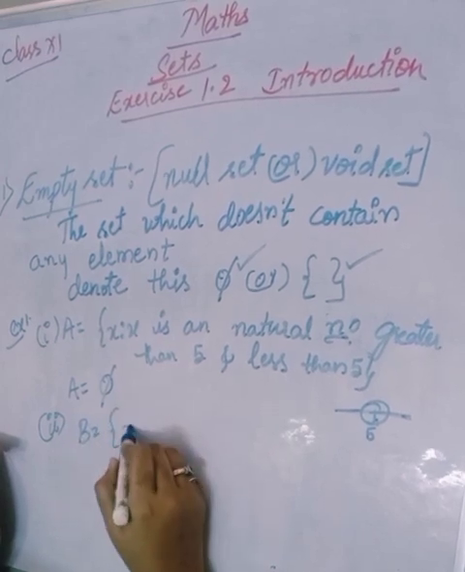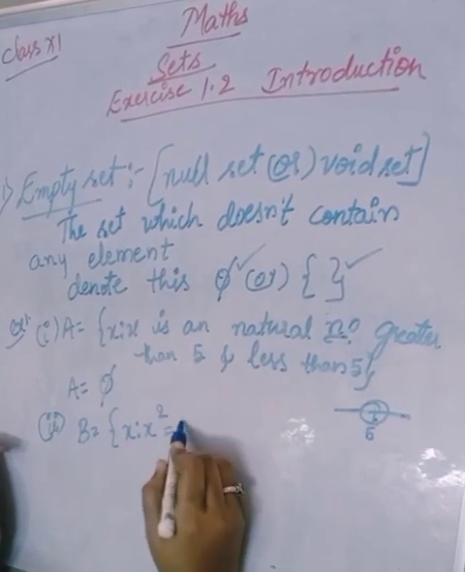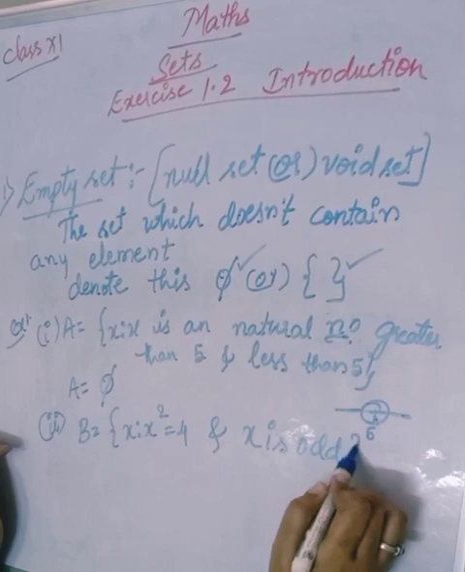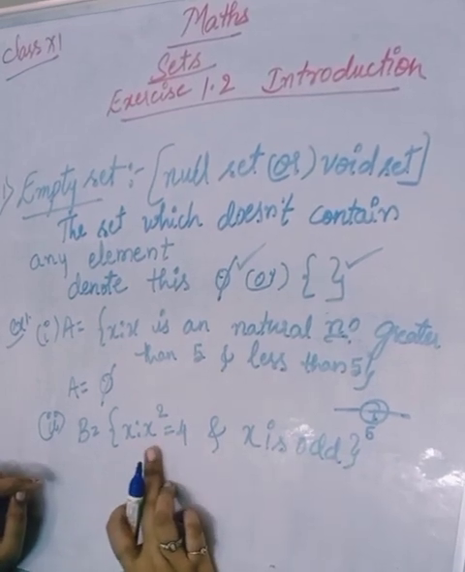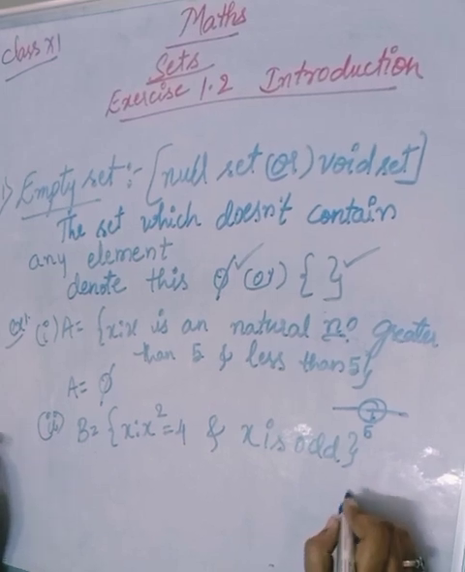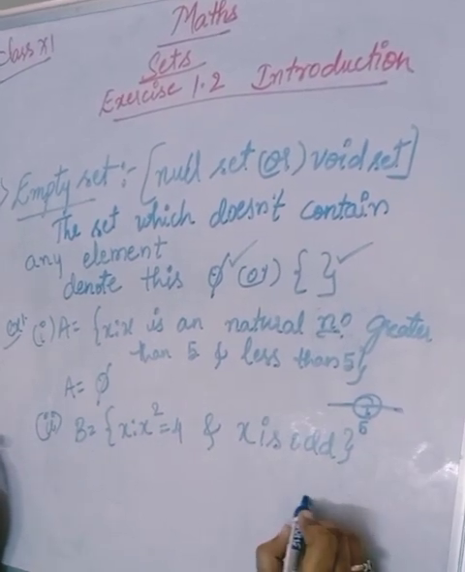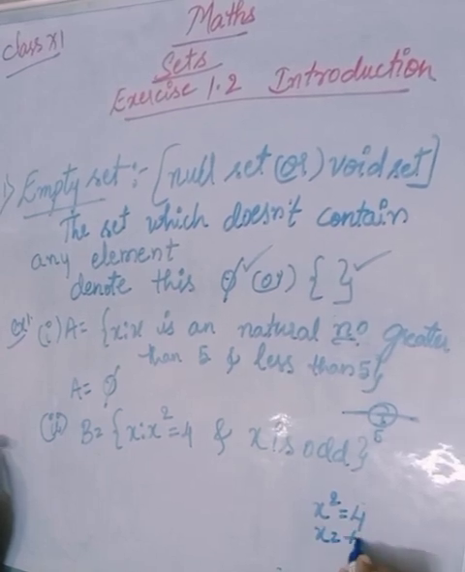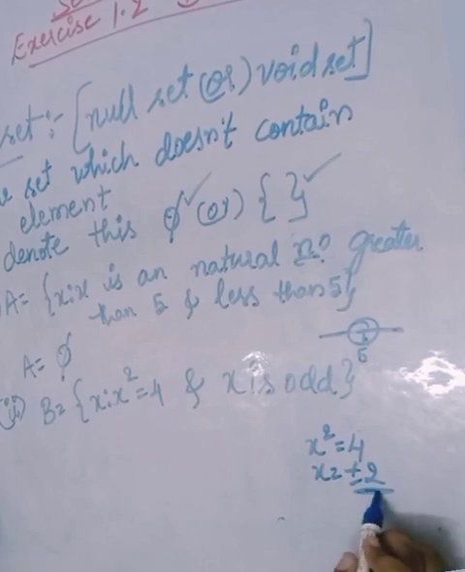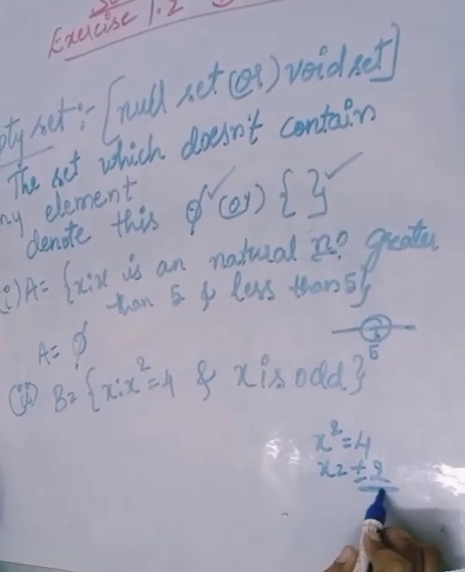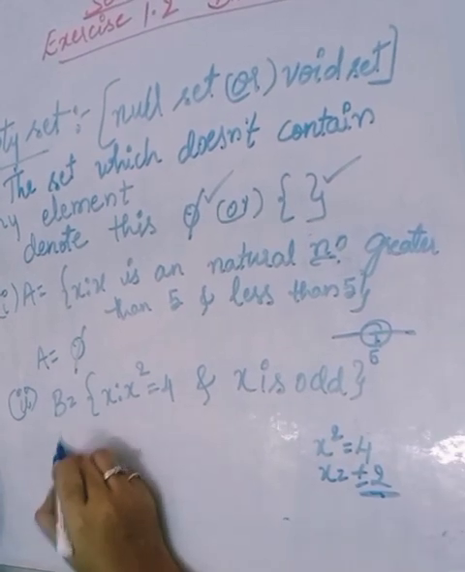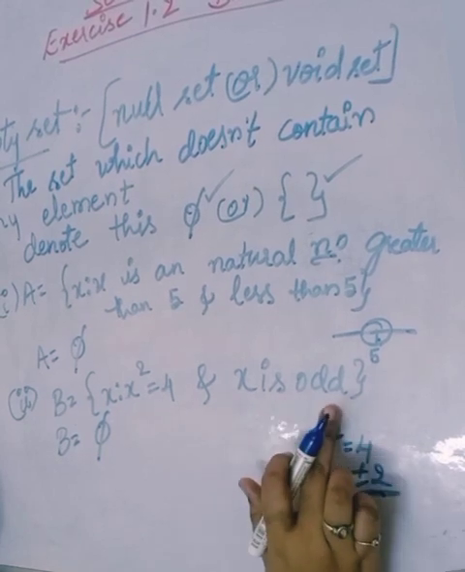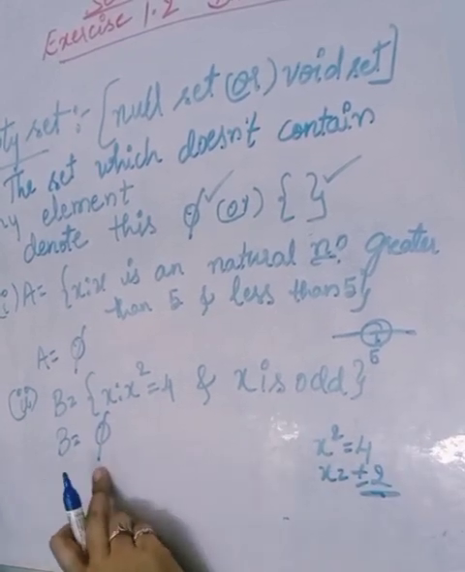B is equal to {x : x squared is equal to 4 and x is odd}. You can observe here, they said x such that x squared is equal to 4. So now we solve for x squared is equal to 4. By solving we will get plus or minus 2. Is 2 an odd number? No, 2 is not an odd number. It's an even number. So therefore we can say B is equal to phi, because they are telling x is an odd number, so it won't exist.